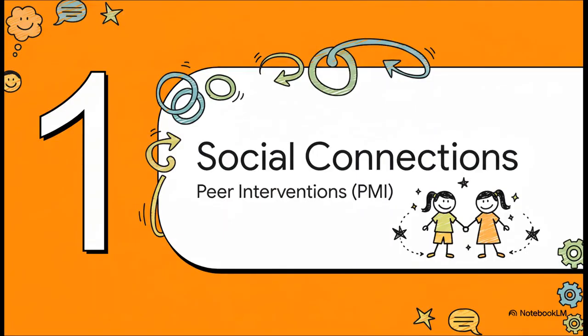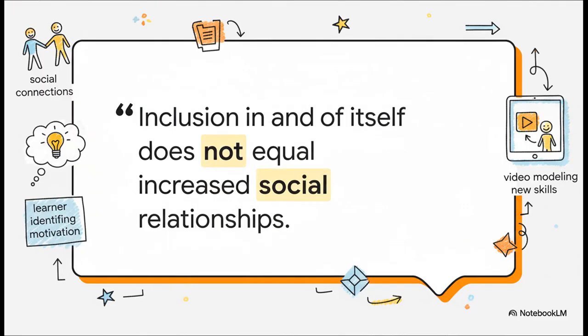Let's start with a really common challenge, right? You can place a child in a classroom, but that doesn't automatically mean they're going to make friends or have social success. So the big question is, how do we actively build those crucial connections? And this quote perfectly illustrates the core problem. Meaningful interaction requires a real targeted strategy. It's not just about physical presence, you know? You can't just hope it happens.